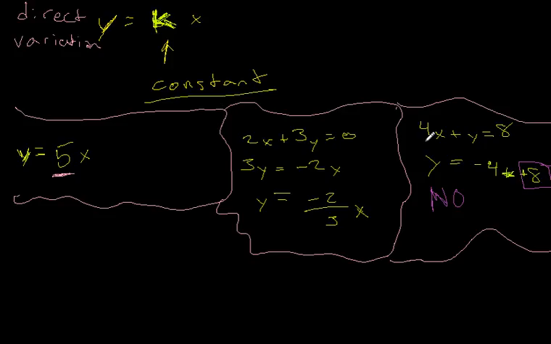Well, in reality, if this positive 8 weren't there, it would be direct variation. But because you're adding on a constant, that positive 8, it doesn't reflect this formula, therefore it cannot be direct variation.